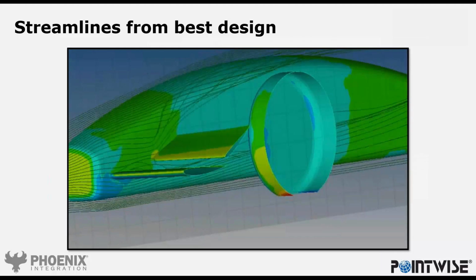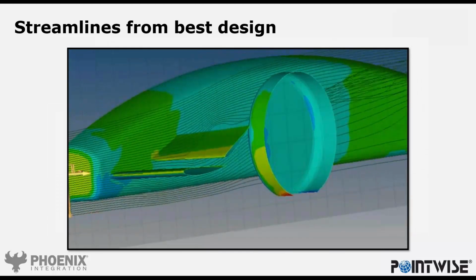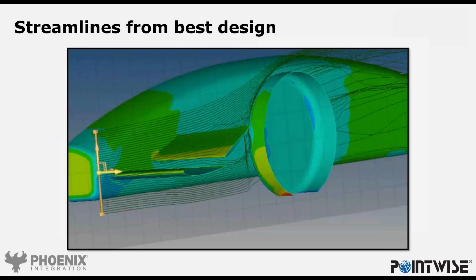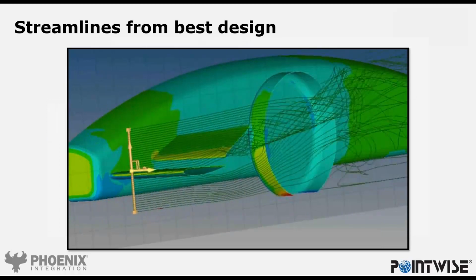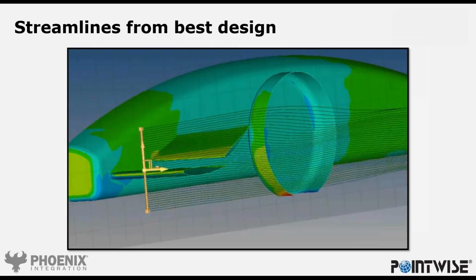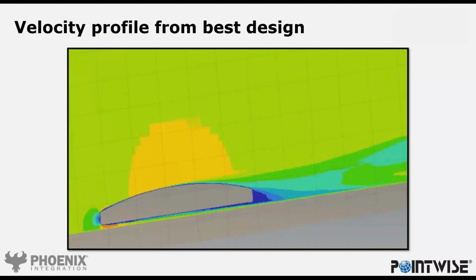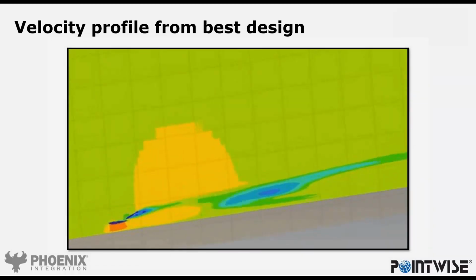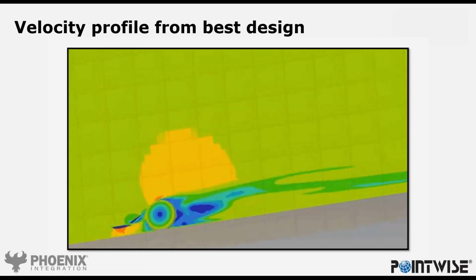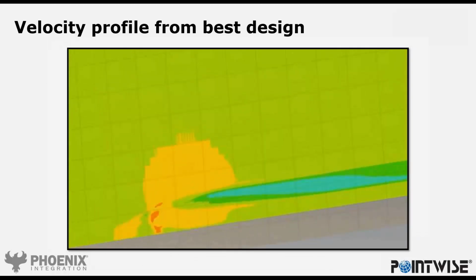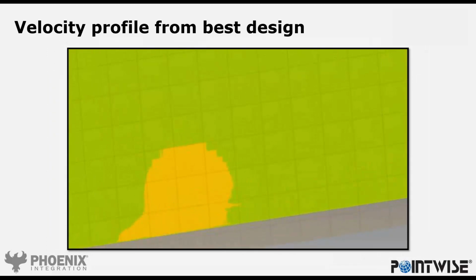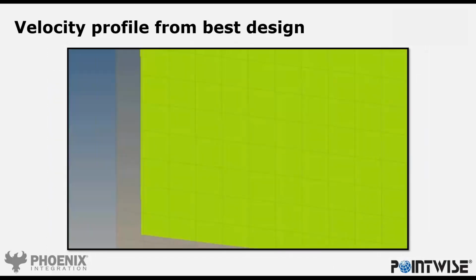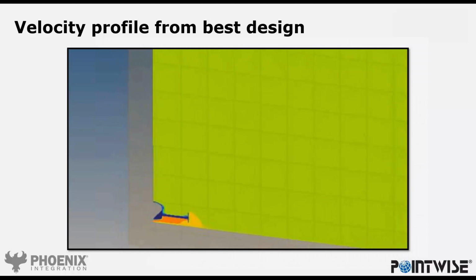Here we can see the streamlines going across the wing for the best design that we found. Here we can see the velocity profile as we go from the center line, the symmetry line, to the outside. And then the same going from the front to back.